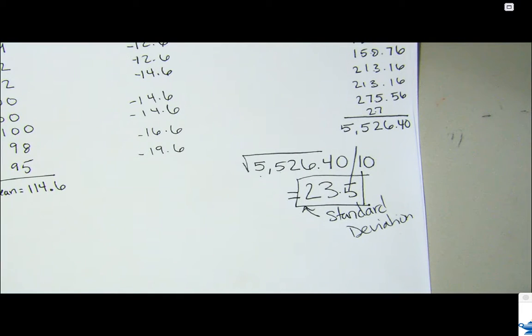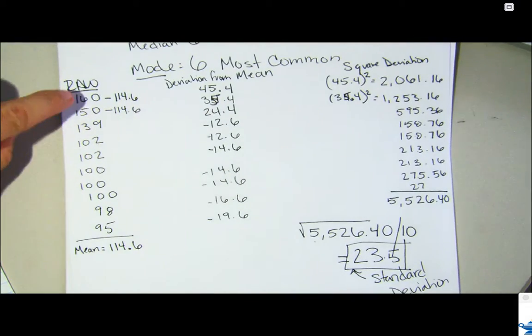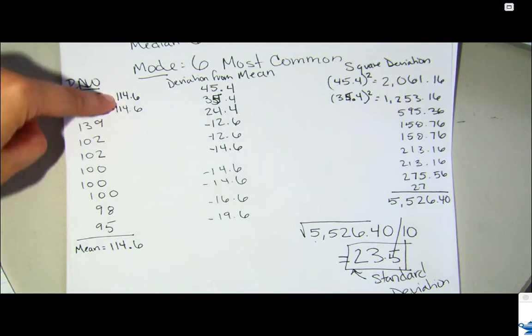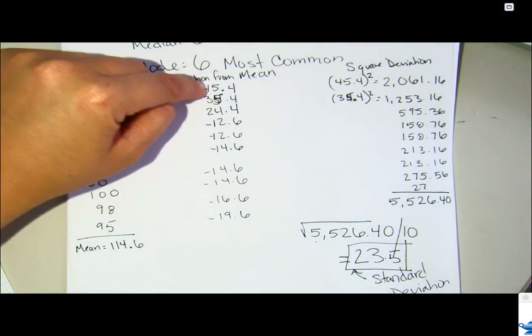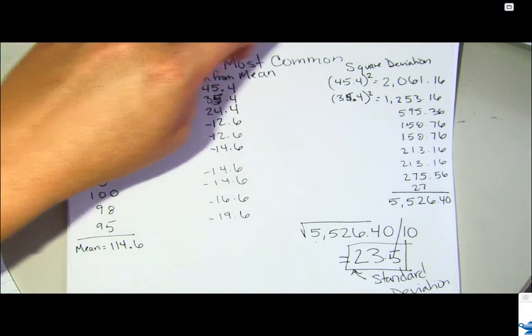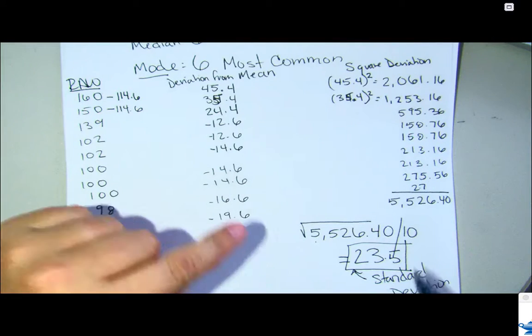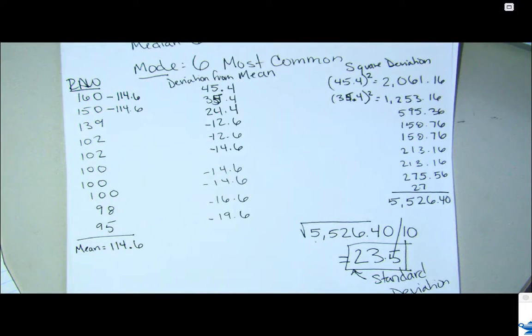We had our raw data. We took all of it to find the average or the mean. Then we found the deviation from the mean. So we took our raw data, subtracted 114, and came up with 45. We did it for the whole thing. Then we squared each of our deviations from the mean, came up with our squared deviation, added it up, divided by 10. Then we found the square root, and then we found our standard deviation.